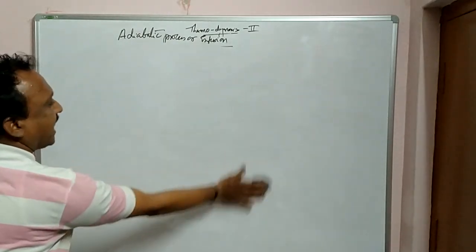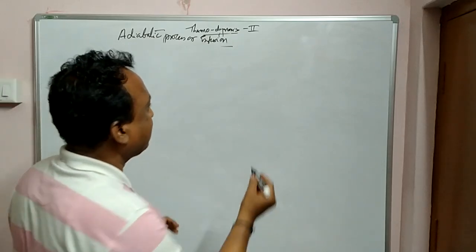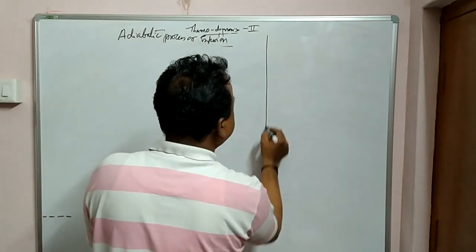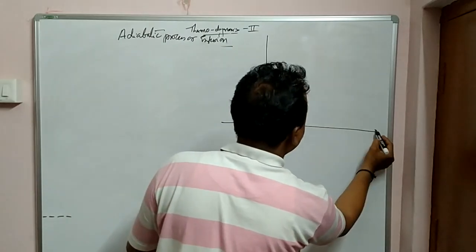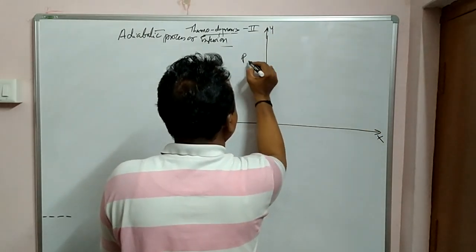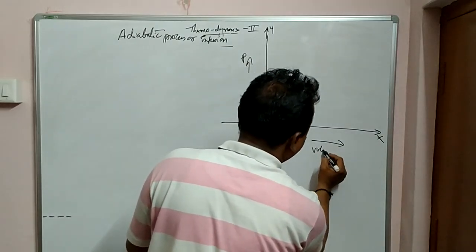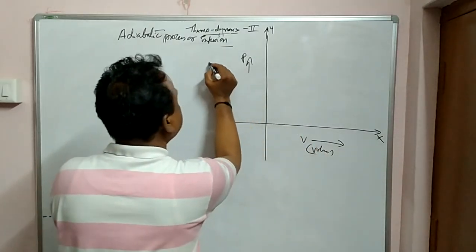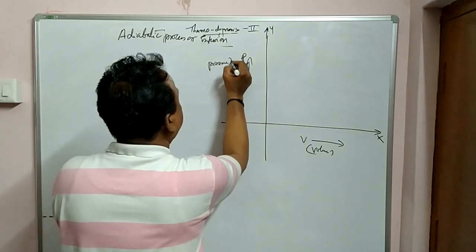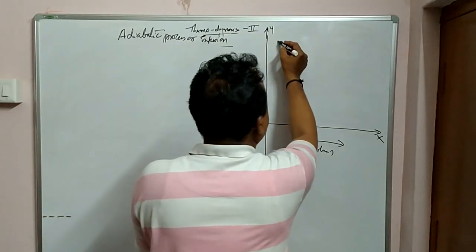Now how will you draw the graph for the adiabatic process? Let us see the PV graph again. X-axis, y-axis, pressure on the y-axis, volume on the x-axis. This is the volume of the gas and this is the pressure of the gas. If you observe carefully, the graph goes like this.